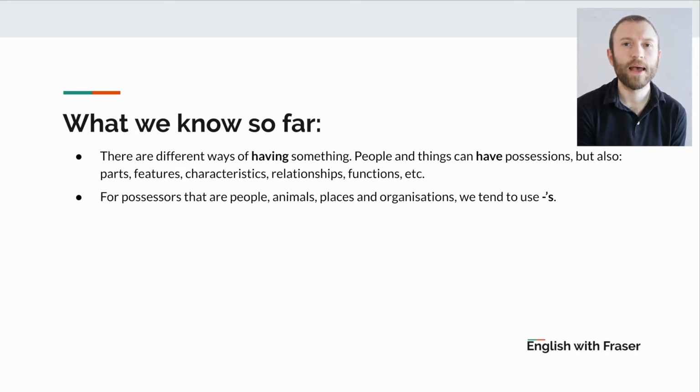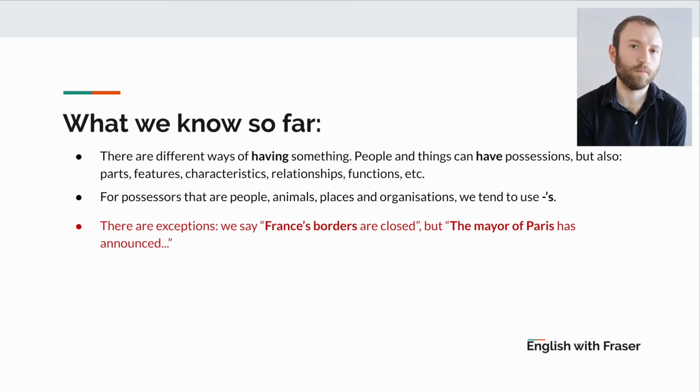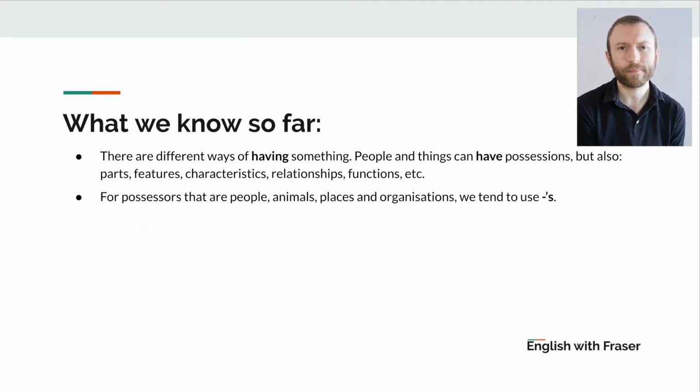Okay. There are exceptions. For example, we say France's borders are closed, but the mayor of Paris has announced. We probably wouldn't usually say Paris's mayor. We tend to say the mayor of Paris. But let's consider that an exception and let's put it away for the moment. Let's not let it get in the way of our nice, neat rules. In general, for possessors that are people, animals, places and organisations, we tend to use apostrophe S.